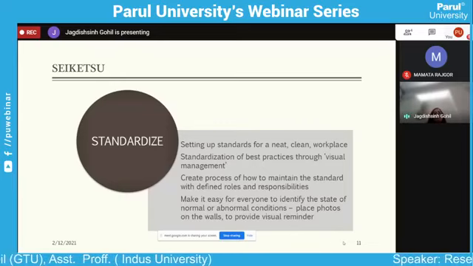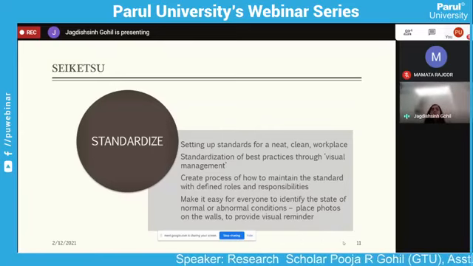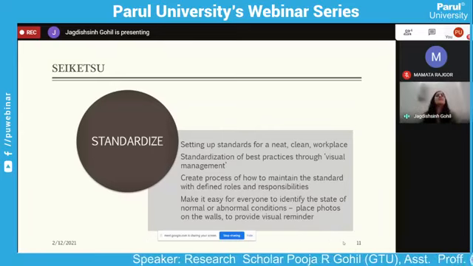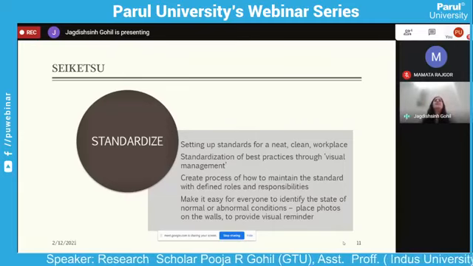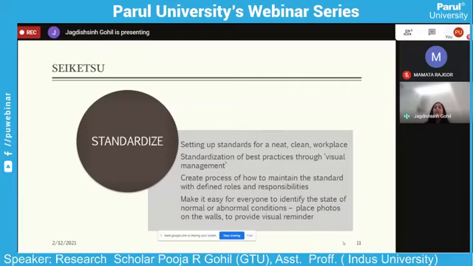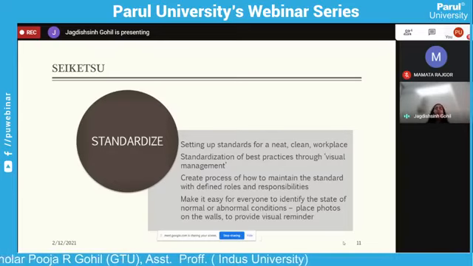You should keep photos on the walls, on the bulletins, and provide them with visual management or visual ideas. You should keep photographs that if such is the condition of your workplace, that means it's safe, hygienic, and you can use this workplace. If such is the condition, then you cannot use it, right? So rights and wrongs or do's and don'ts you should keep on a bulletin.